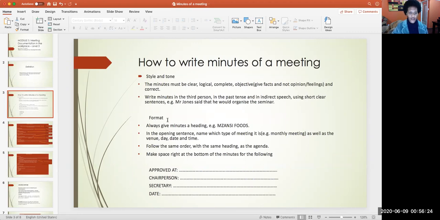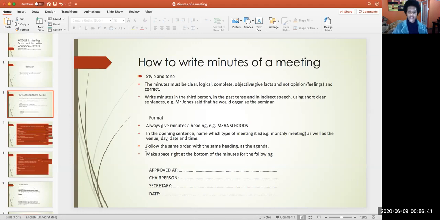Okay, the format of the minutes of the meeting goes like this. Always give minutes a heading. It's important to give your minutes a heading. In our case, it's going to be Mzansi Foods.